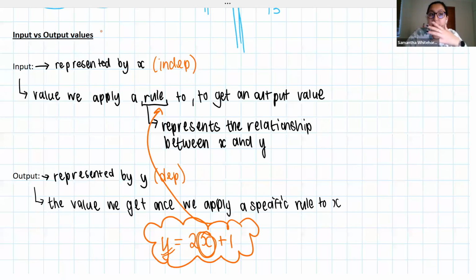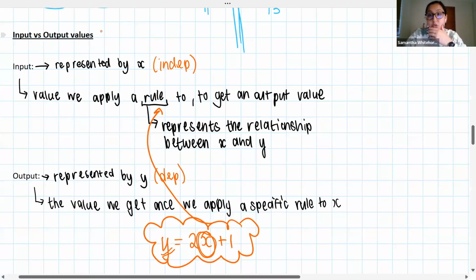So guys, it's going to be really important for us to know how to work with these two variables, very much like what we've done the whole of today's lesson. Having this rule or relationship applied in rule form is going to be really important for us to draw graphs.